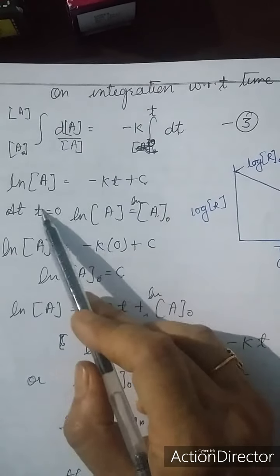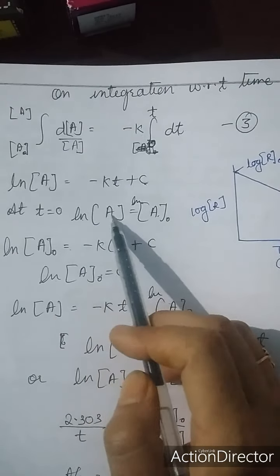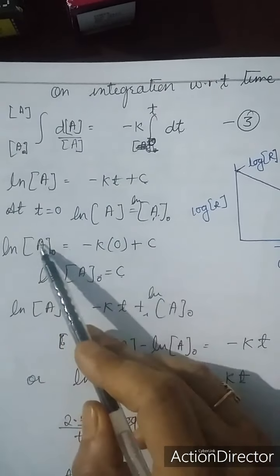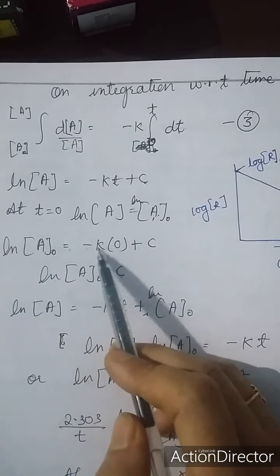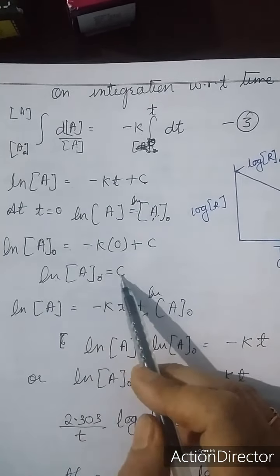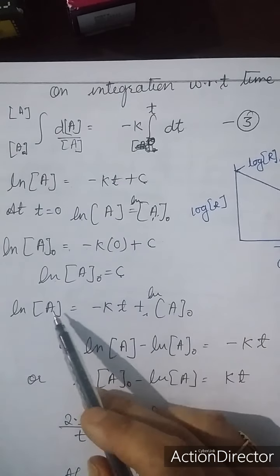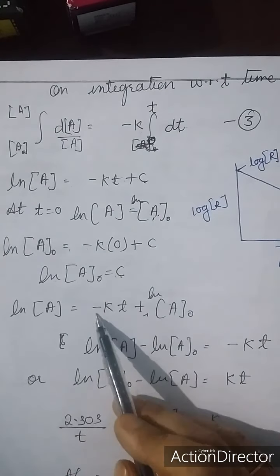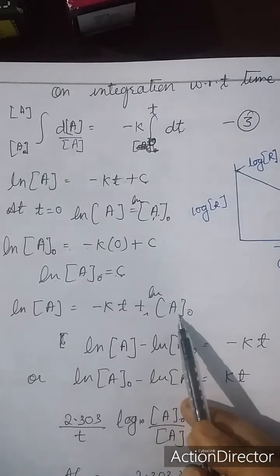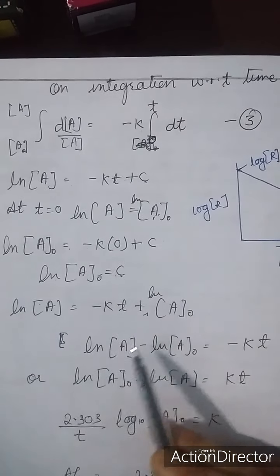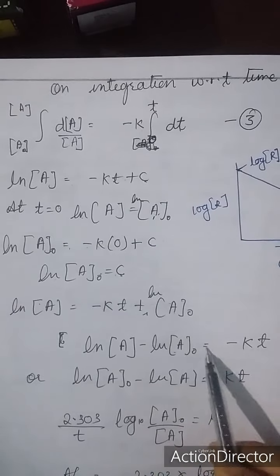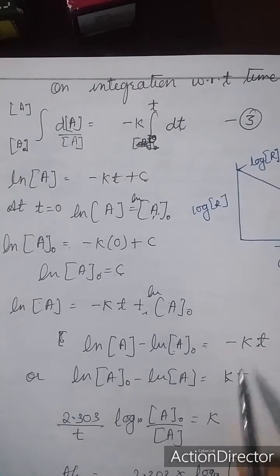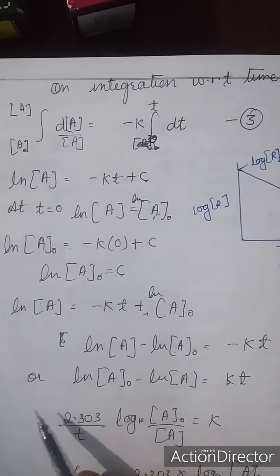Now at time t is equal to 0, natural log A will be equal to natural log A0. So instead of natural log A, I will be putting natural log A0, that will be equal to minus k, t is 0, plus c. From this we will get the value of c. So this value I will be putting in this equation. So natural log A is equal to minus kt plus natural log A0. So take concentration term one side, natural log A minus A0 is equal to minus kt, or A0 minus A, that will be equal to kt. This negative values, they will get cancelled.